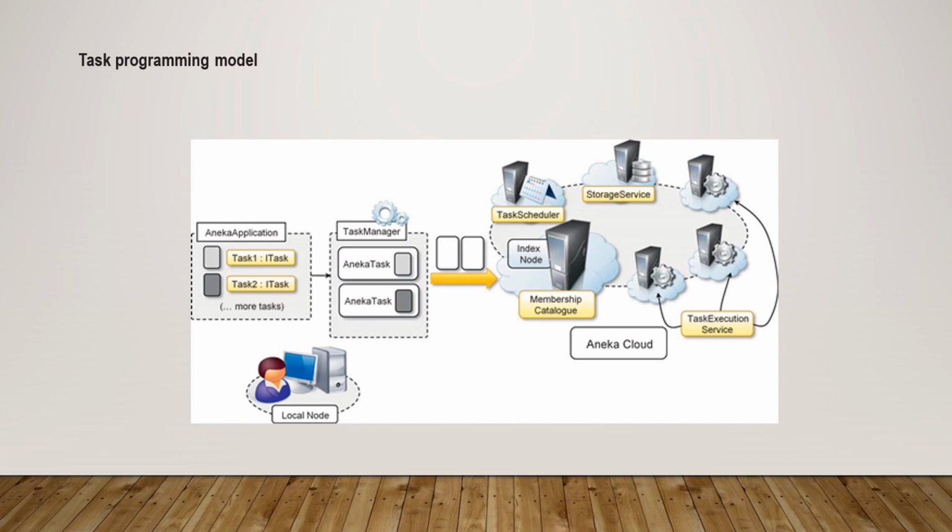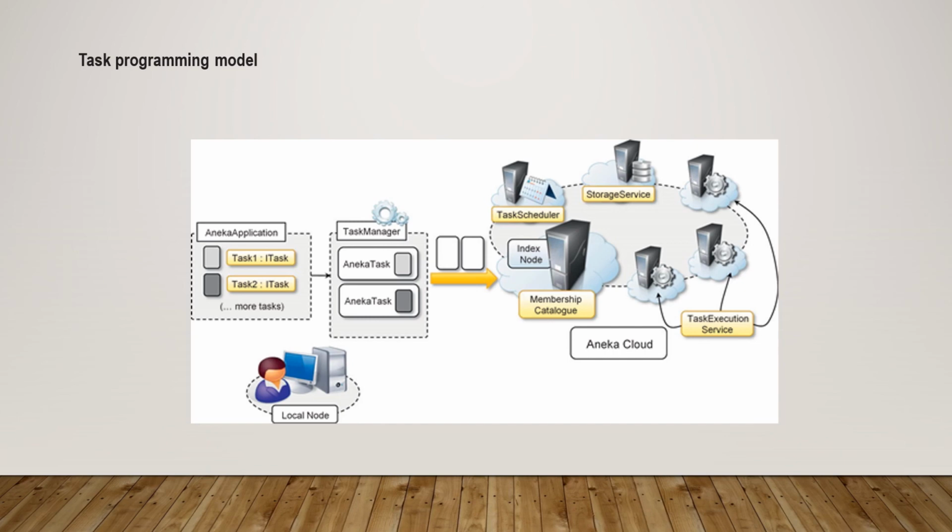And then we have two components under this. One is the Aneka task and the second one is the task manager. The Aneka task acts like a wrapper which is used by Aneka to represent the task within the middleware, while the task manager is the important component that interacts with Aneka and submits the tasks, monitors their execution, and collects the results.